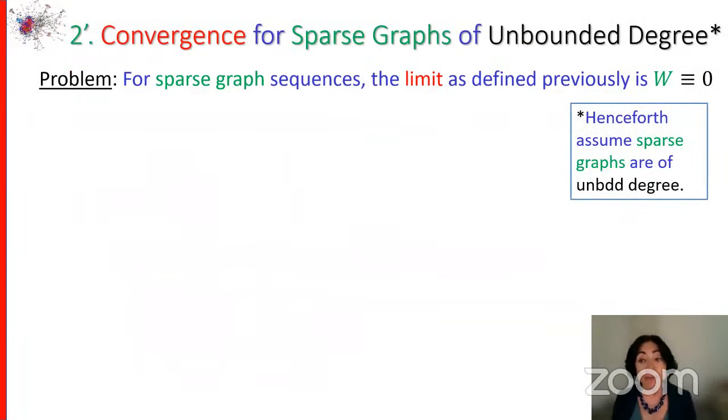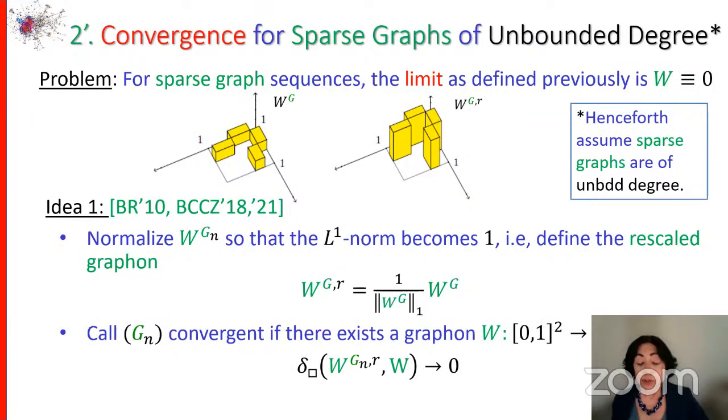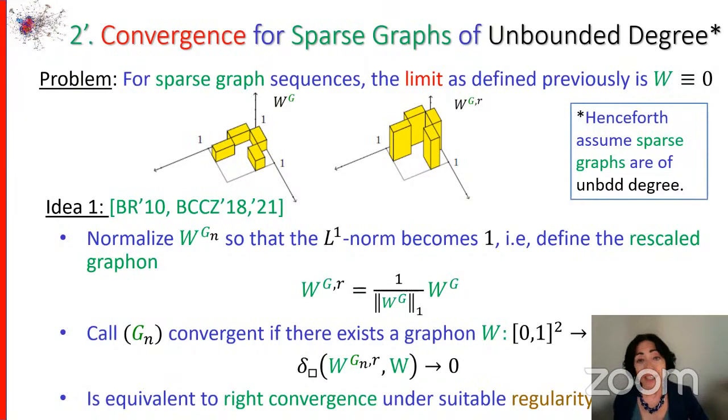Now we turn to sparse graphs of unbounded degree. For sparse graph sequences, the limit as defined previously is just zero. So that's not very useful. So what I'm going to do is normalize W by its L1 density so that the L1 norm becomes 1. I'm going to call that the rescaled graphon. So what we're essentially doing there is taking that unit square and renormalizing it so that the weights get much bigger. And then we say it's convergent if there's a graphon that it converges to in this way. And under suitable regularity conditions, it turns out to be equivalent to right convergence, that is, convergence of microcanonical free energy.